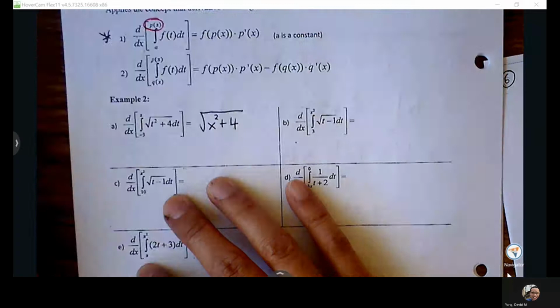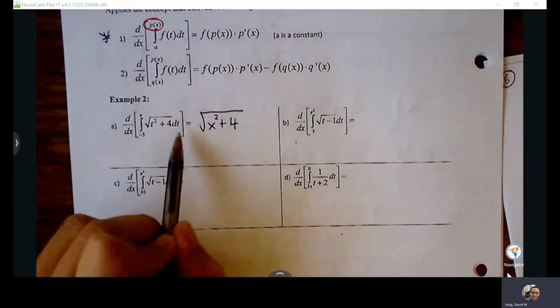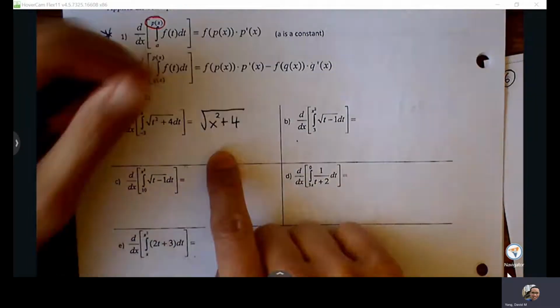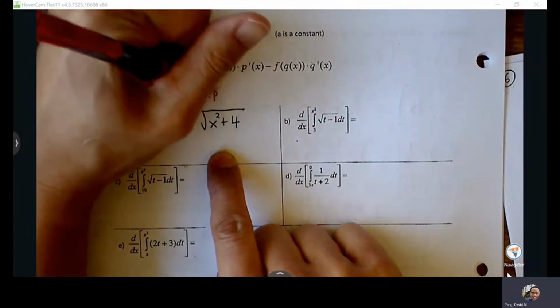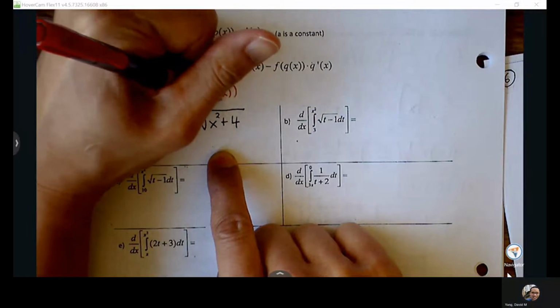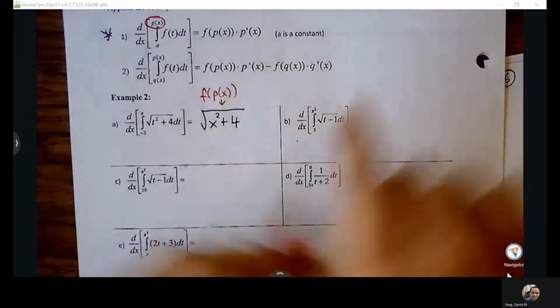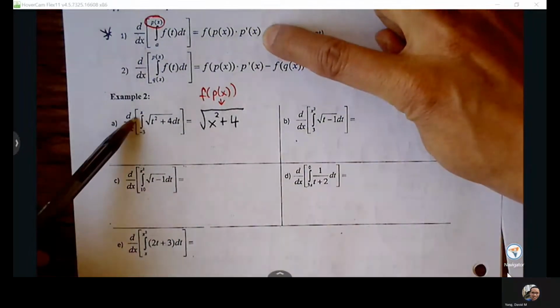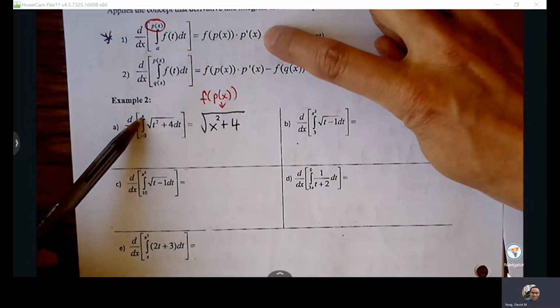Plus 4. Yeah, we don't have to do anything with the dt, it's just notation here. We don't do any power rule or anything. We just have to insert that in. So this represents my f of p of x, multiplied by p prime. X is my p of x, so what's p prime going to be? 1, so times 1.